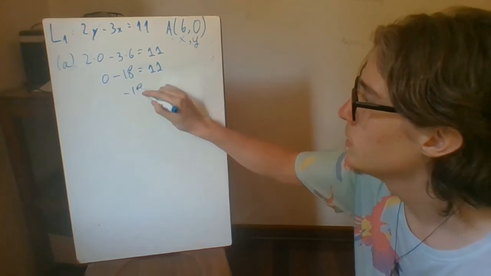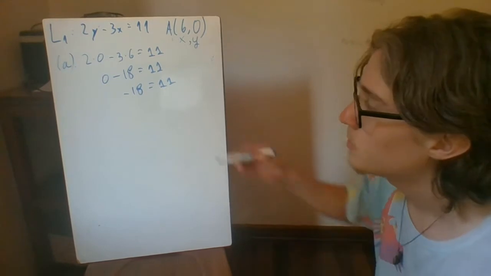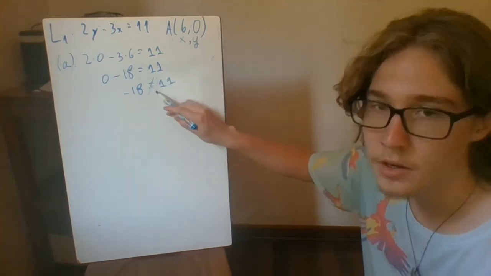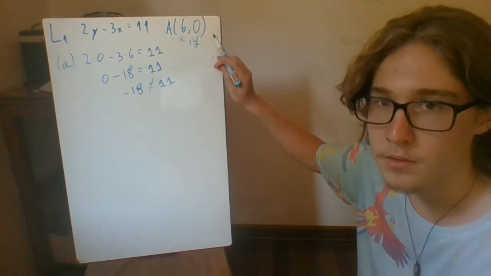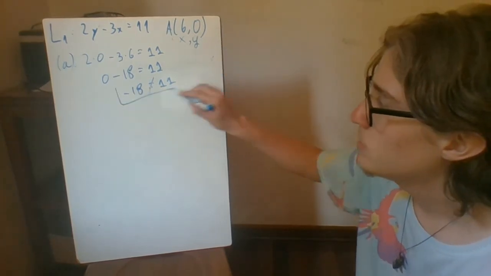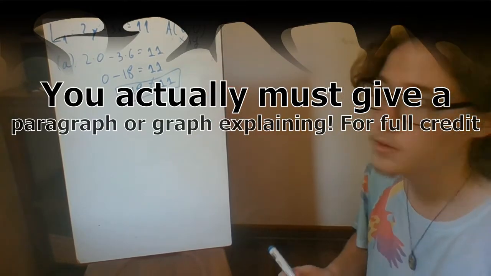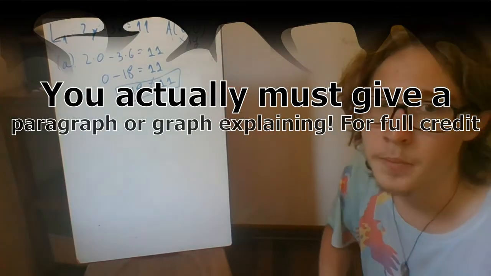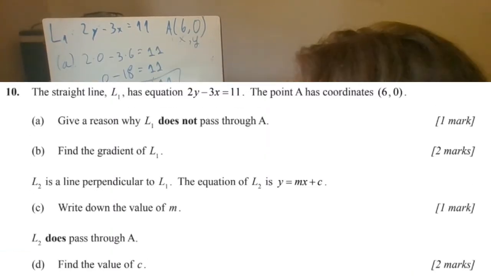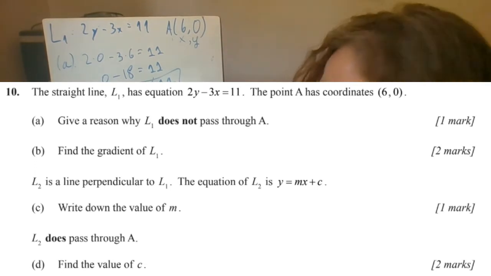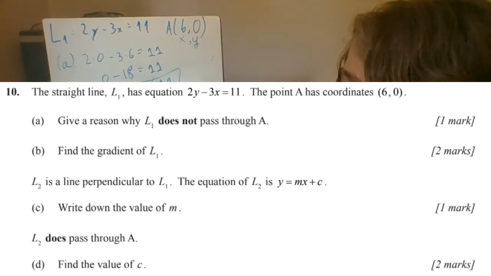And so negative 18, as we all know, does not equal 11. So this is not an equivalency. Therefore, L1 does not pass through A. Leaving it like this should be enough information, and then write a small paragraph saying what you just mentioned. So that's part A. Part B is finding the gradient of L1. Let's remember that gradient is the same as slope.